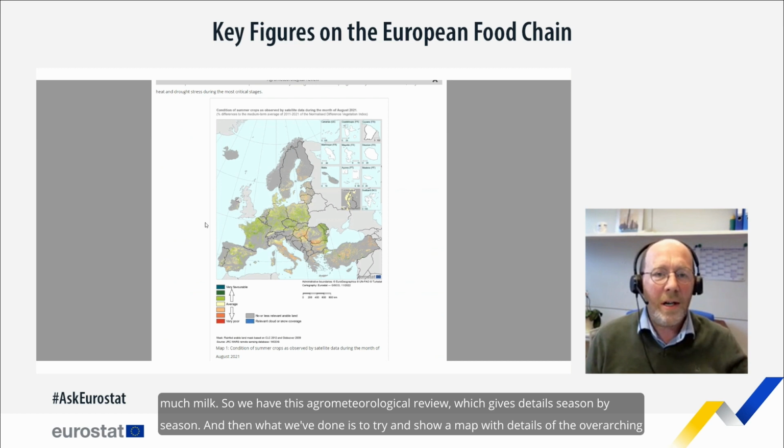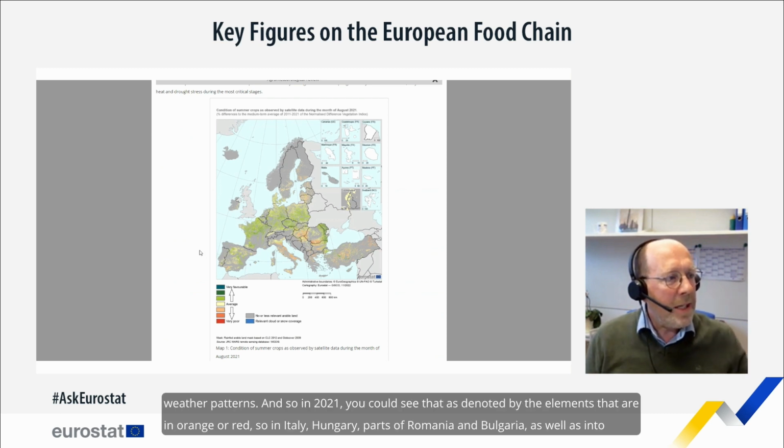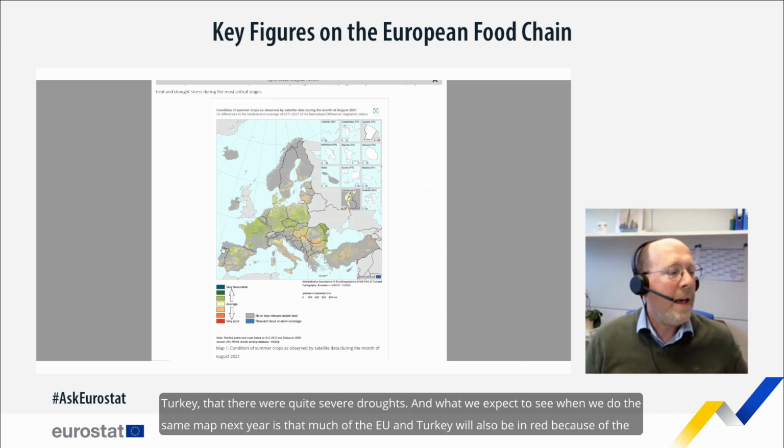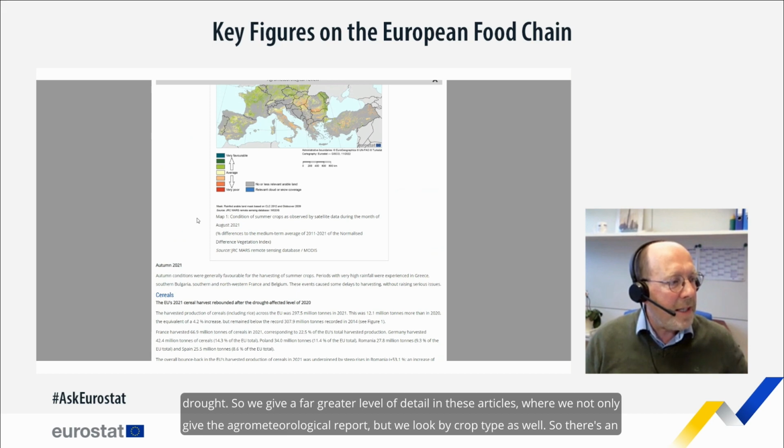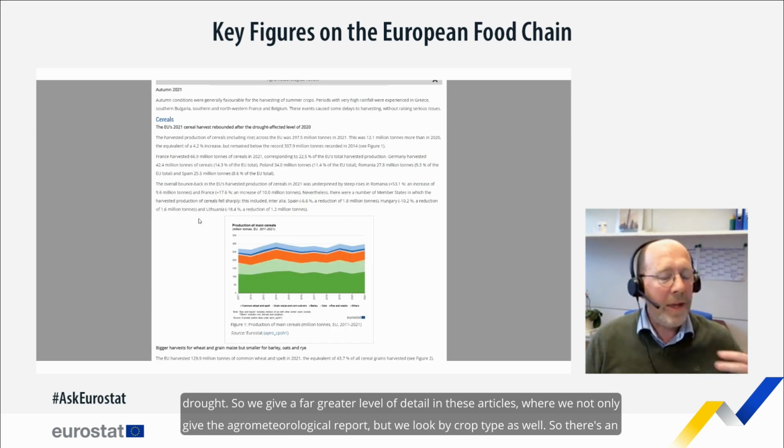So we have this agrometeorological review, which gives details season by season. And then what we've done is to try and show a map with details of the overarching weather patterns. And so in 2021, you could see that, as denoted by the elements in orange or red, in Italy, Hungary, parts of Romania and Bulgaria, as well as into Turkey, there were quite severe droughts. And what we expect to see when we do the same map next year is that much of the EU and Turkey will also be in red because of the drought. So we give a far greater level of detail in these articles, where we not only give the agrometeorological report, but we look by crop type as well. So there's an example. Thank you for the question.